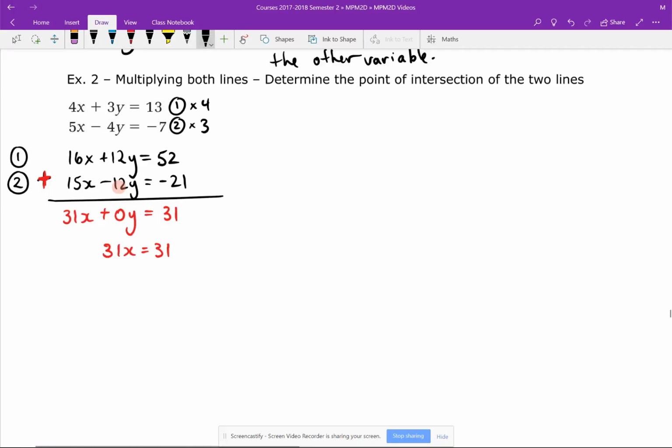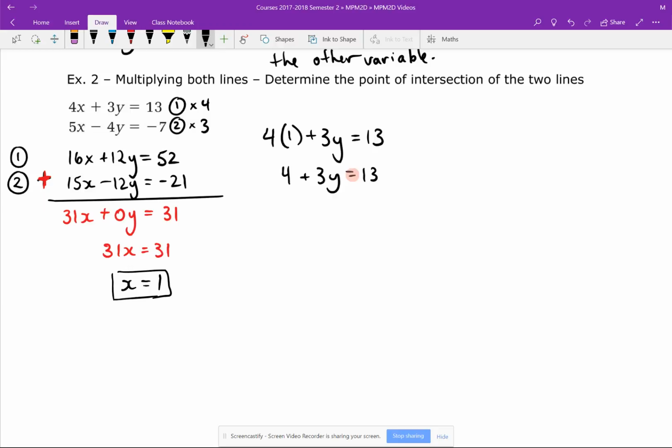And the next step is to solve for x. Solving for x means x is 31 divided by 31, which is 1. So there's my x variable. Now the next step is to substitute this back into one of the equations. So if I pick the first one, for example, let's say 4 times 1, is my x value, plus 3y equals 13. I just have to solve for y. Okay, so 4 times 1 is 4, plus 3y equals 13.